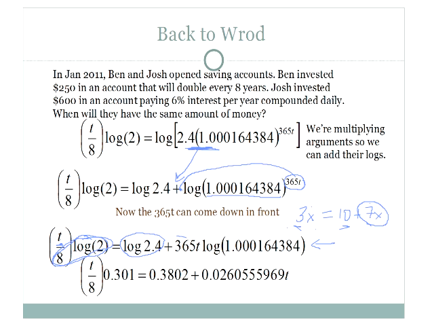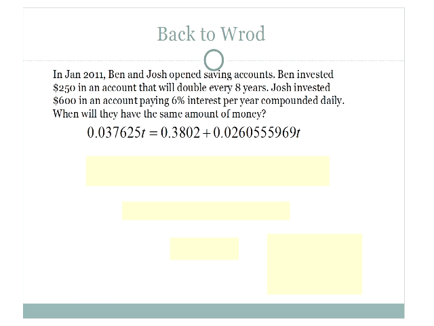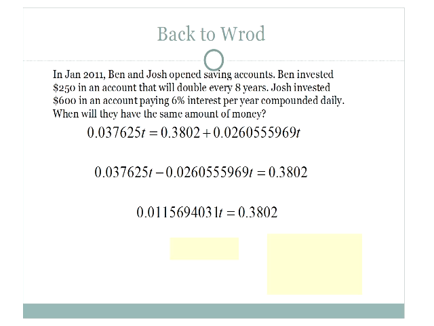I'm going to evaluate the logs here. Now I'm simply going to collect like terms. As nasty as this looks, I'm going to subtract this value from both sides. Now I'm going to add those values or subtract those values and divide. So this means that in 32.86 years, they will have the same amount of money in their accounts.